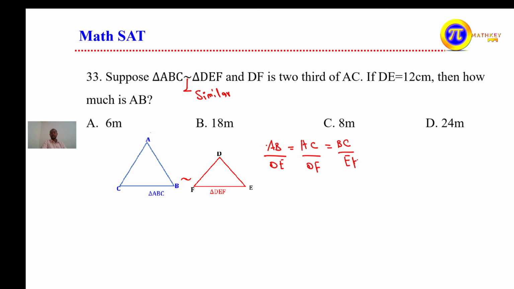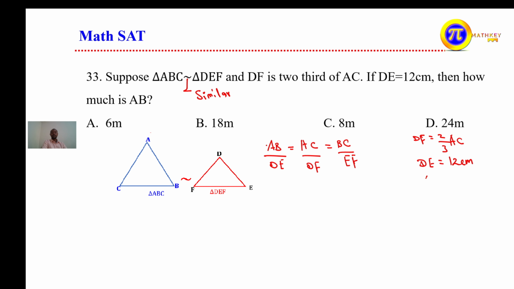Since the side ratio is proportional, that is constant. What is given further is that DF is equal to 2/3 of AC, it is given. The other given information is that DE is equal to 12 centimeters.